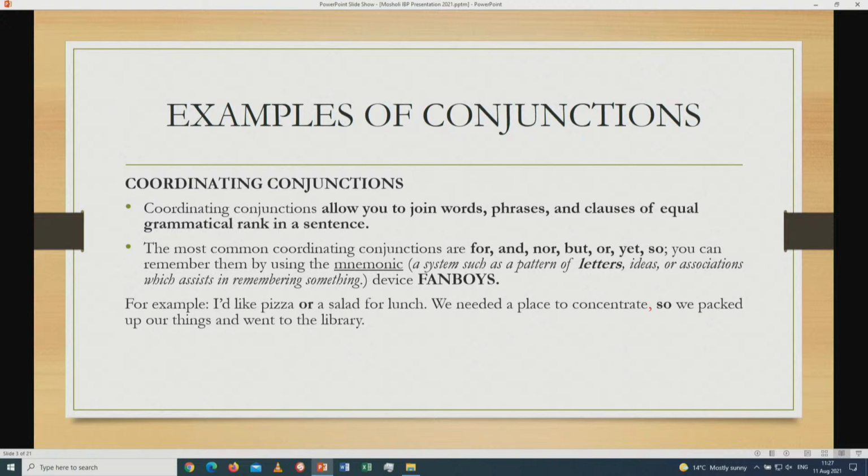For example, I like pizza or a salad for lunch. We needed a place to concentrate, so we packed up all our things and went to the library. Note the use of the comma when a coordinating conjunction is joining two independent clauses.